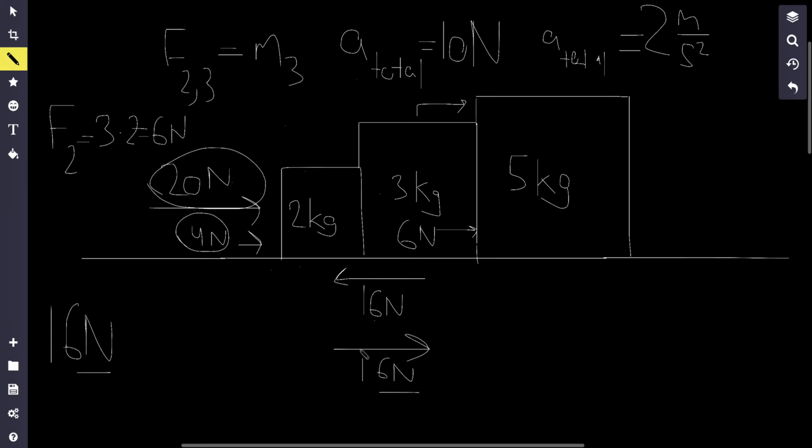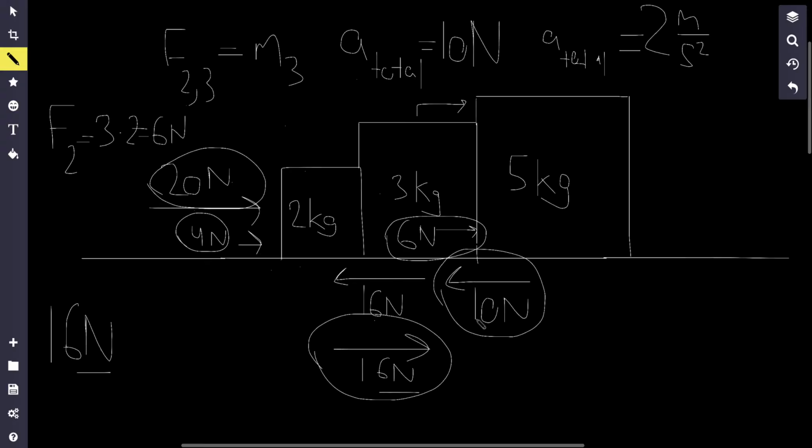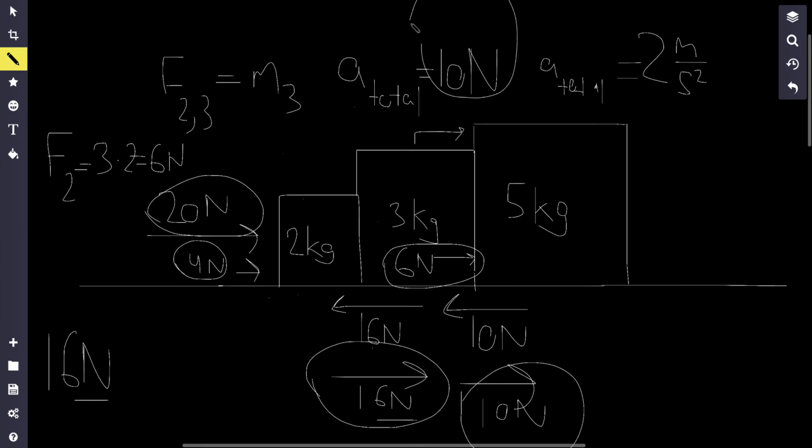Now, if we're pushing 16 newtons forward, but the net force is only 6 newtons, then that means there has to be a 10 newton force coming back from block 3 to block 2, right? If you have 16 newtons pushing forward, but we calculated the net force to be 6 newtons, there has to be 10 newtons pushing back, because 16 minus 10 gives me 6. Therefore, if block 3 exerts 10 newtons on block 2, block 2 has to exert 10 newtons on block 3. So there we go. We end up with the same answer as we did up here.